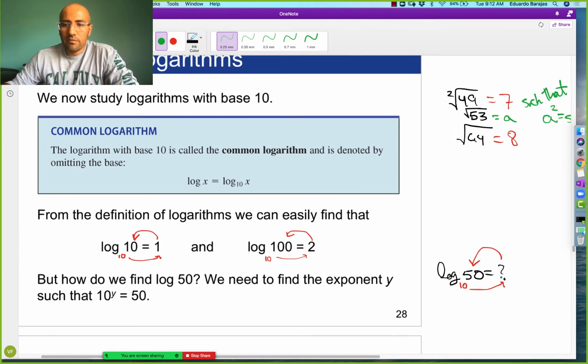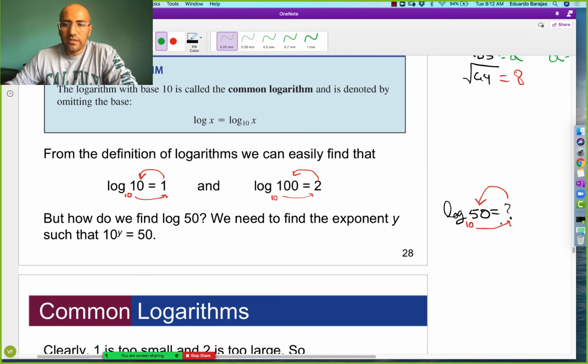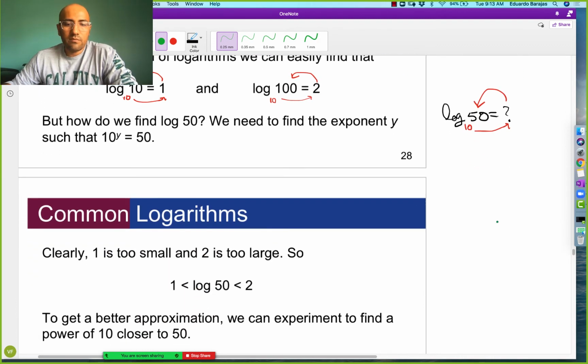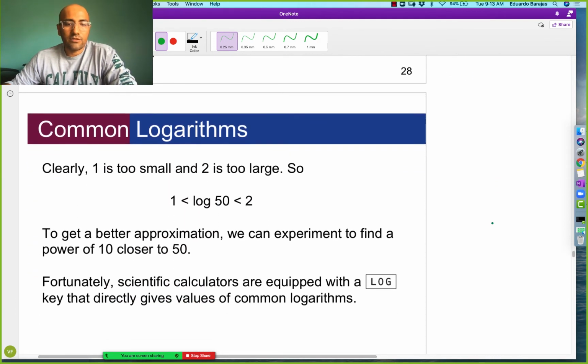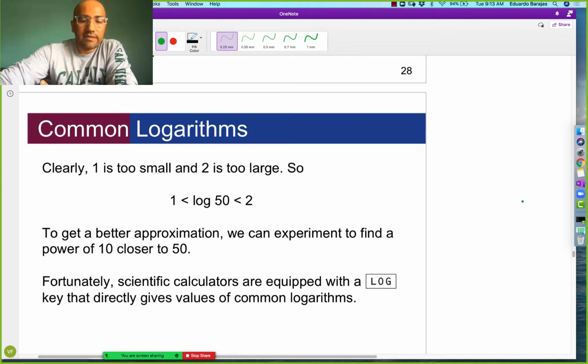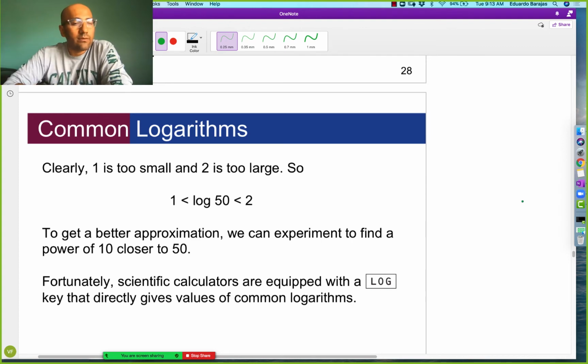Good. So the same thing happens here. I don't know what the answer is. It's some decimal number. It's bigger than 1 because 10 to the 1 power is 10. It's smaller than 2 because 10 to the second power is 100. So it's some decimal value between 1 and 2. And of course, I don't know how to get that number exactly. I conceptually can understand what it's trying to give me.